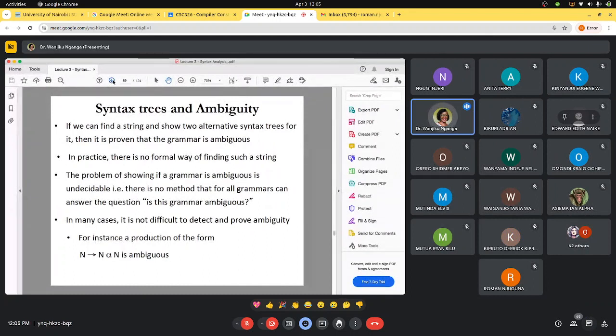Here I've already said that for us to know that a grammar is ambiguous, we must identify a string for which we can generate more than one parse tree. That is actually a very difficult problem to do in terms of an algorithm. It is known as an undecidable problem, which means that there is no method that would work for all grammars to answer the question: is this grammar ambiguous? And because there is no formal way to do this, the solution is to simply do it manually.